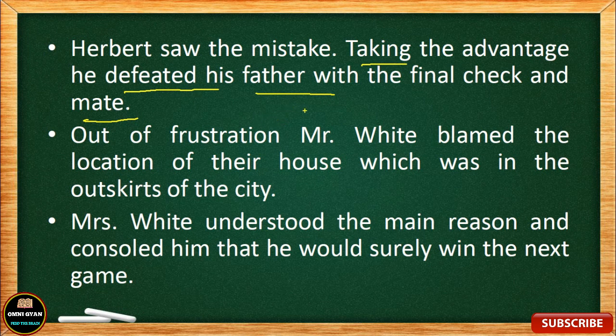So Herbert gave that check and mate, final check and mate, and father lost the game of chess. Now Mr. White became angrier. वो और ज़्यादा गुस्सा हो गया. क्यों गुस्सा हो गया? You see, out of frustration because he lost the game, and father is defeated by son. बाप जो है वो बेटे से हार गया.